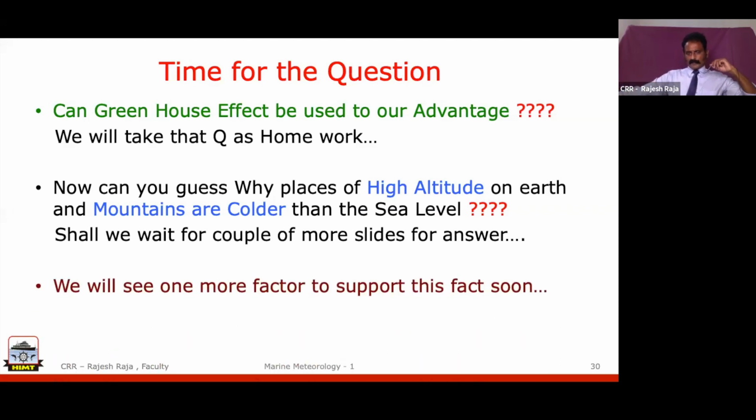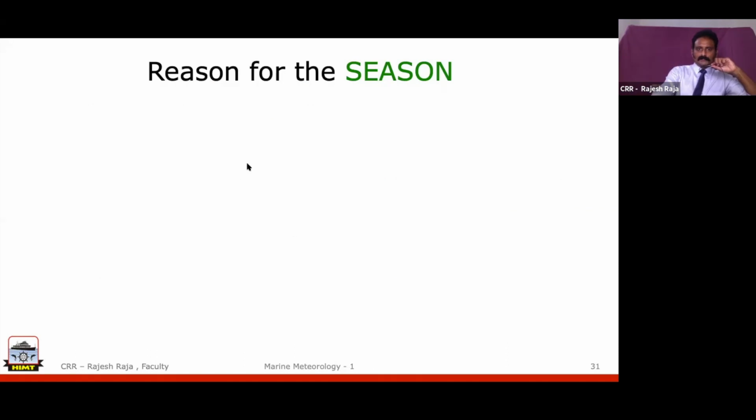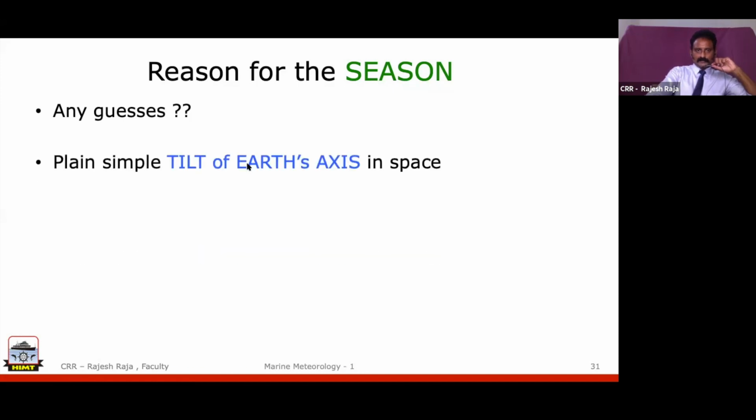Okay. And there is one more factor to support this fact, whatever we have said. So those points we'll be dealing with in the coming slides now. Okay, this is a simple question. Most of the people know, but anyway, guesses are there. It is the plain simple tilt of Earth's axis. That is the reason for the seasons. Time to brush up the value.